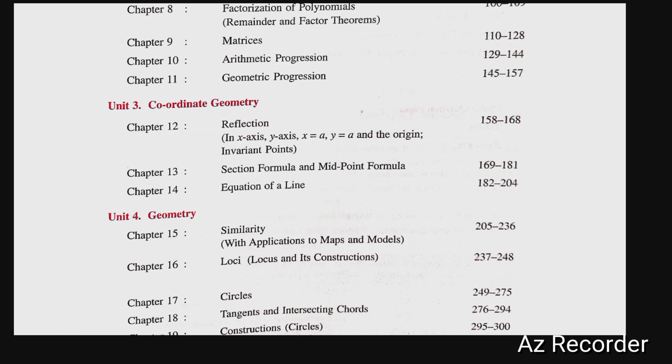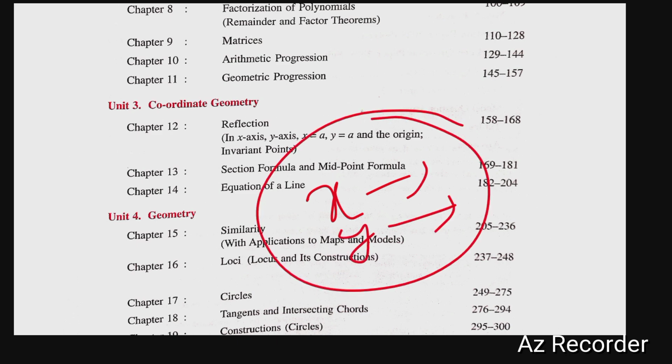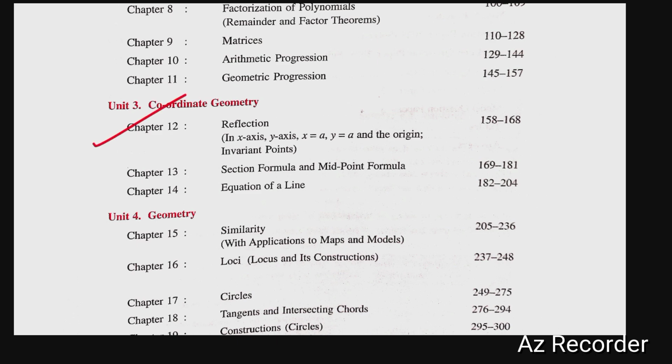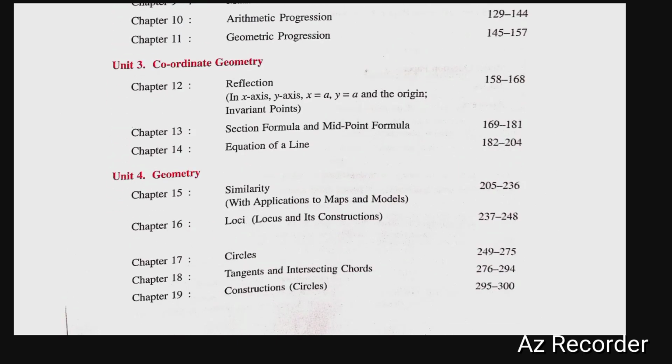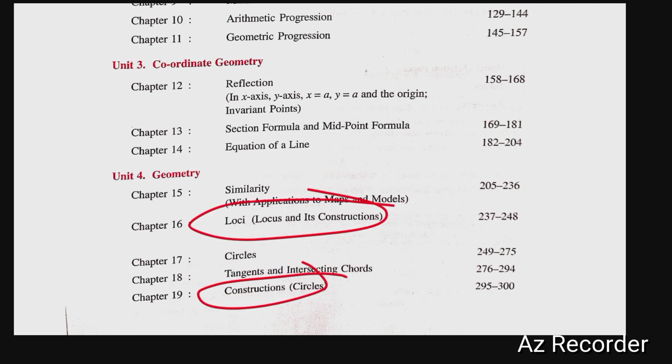There is nothing to learn by heart as such, only the names of common geometrical figures and what happens on reflection: if it is reflected about the x-axis, what happens, the y-axis, what happens, and the origin. Questions will also be asked about invariant points. So this chapter is also quite easy. The next easy chapter I can tell you about is constructions and loci. Constructions and loci are quite easy. Loci you will have to learn.